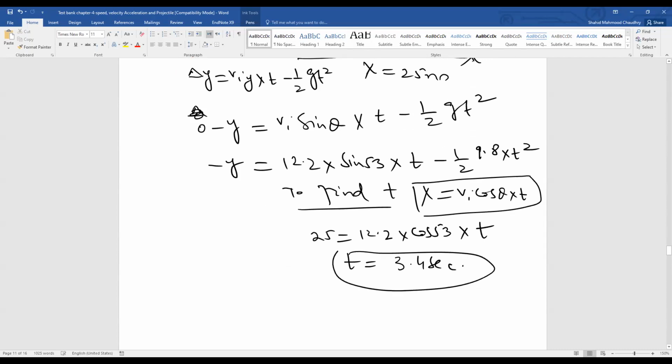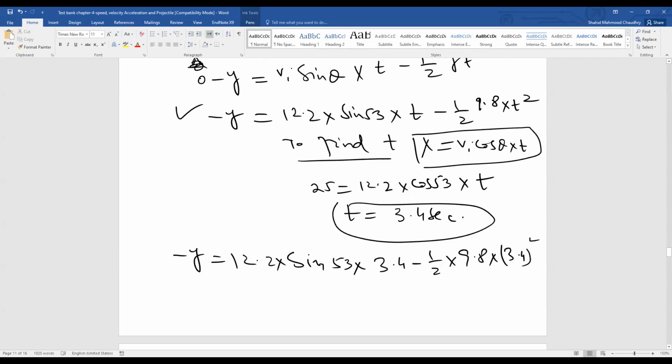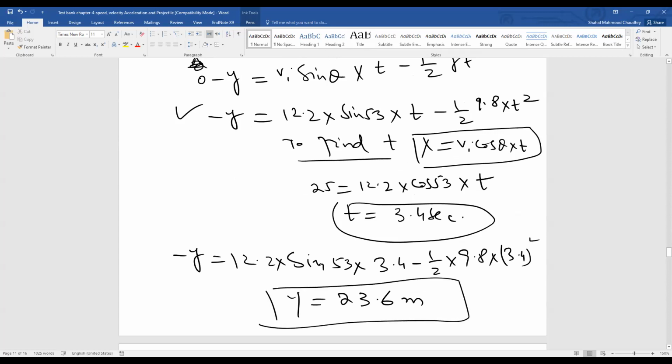So you have this answer and you have this equation. And what will we do? We will put this value: 12.2 into sine of 53 into 3.4 minus 1 over 2 into 9.8 into 3.4 whole square. When you solve this one, your answer will be Y is equal to 23.6 meter. So this will be your answer.